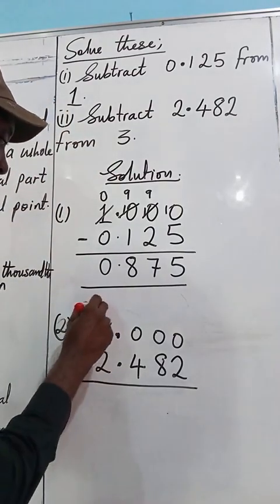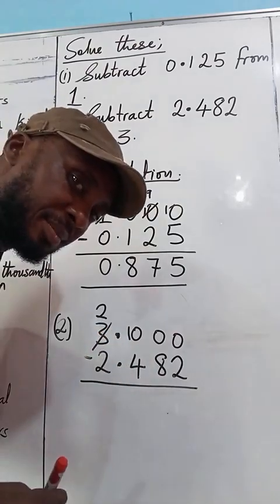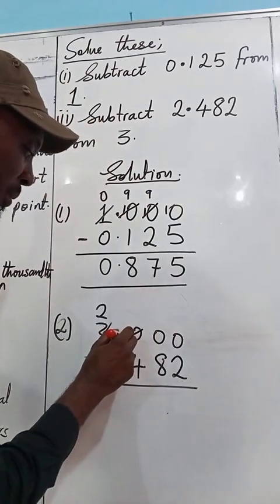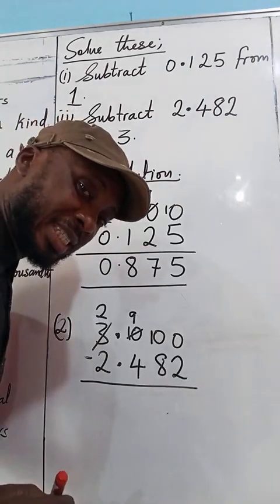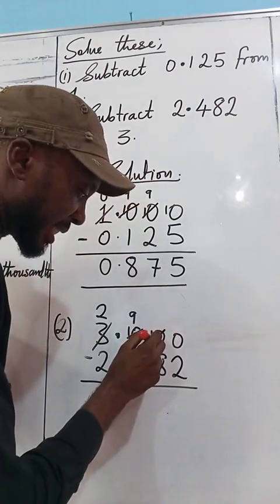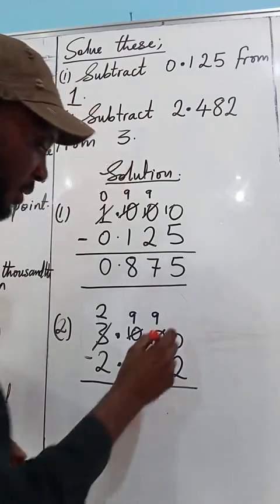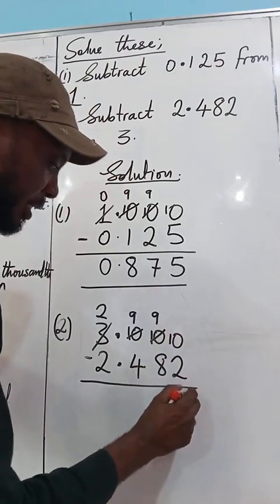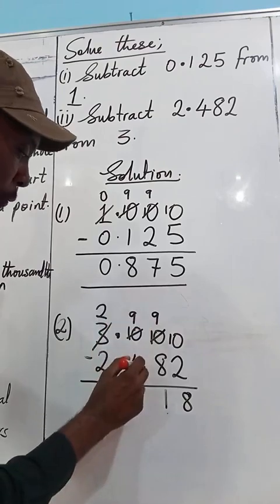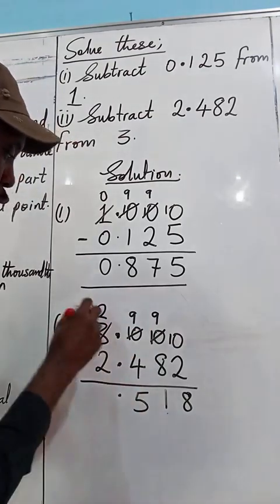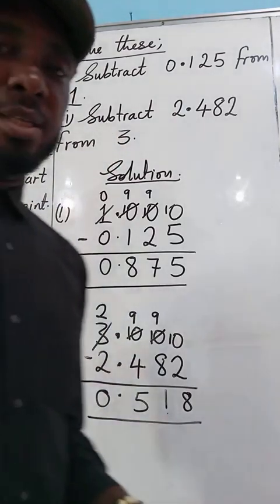We can borrow from 3, which is remaining 2. You put the one you borrowed in front of 0, making it 10. Then you borrow 1 from 10, which will remain 9. Put it here, making it 10. Borrow from this 10, which will remain 9. And put it here, which is 10. We have 10 minus 2 is 8. Then 9 minus 8 is 1. 9 minus 4 is 5. Then 2 minus 2 is 0. So this is your answer.